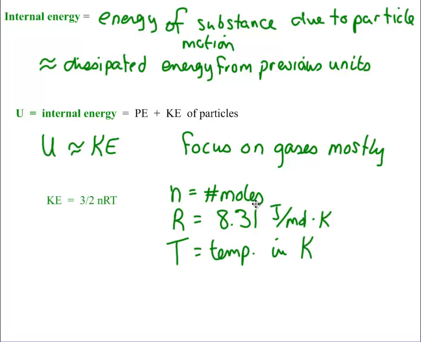So if we know the temperature of a substance, we can figure out the average kinetic energy of the particles. If we know how many moles we have, we can find total average kinetic energy of the substance. If we know the change in kinetic energy, that is equivalent to the change in internal energy, and that is equal to 3/2 nR times the change in temperature.